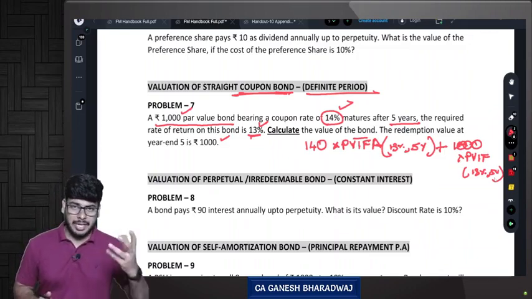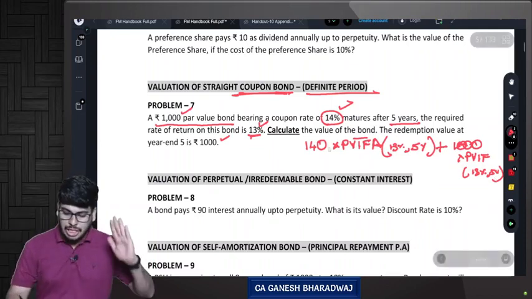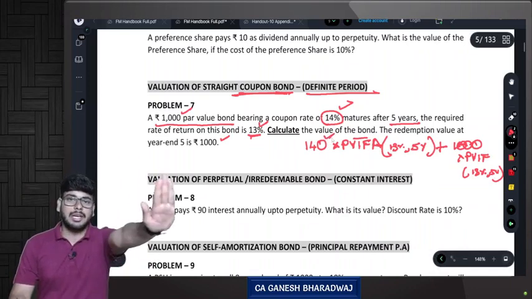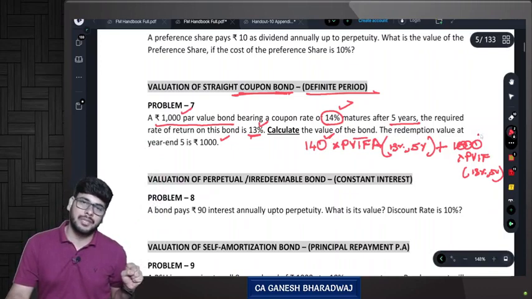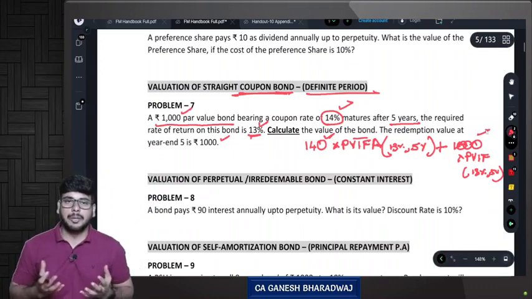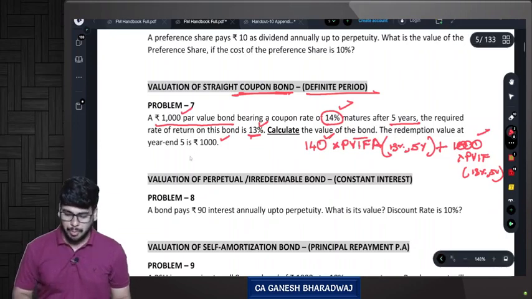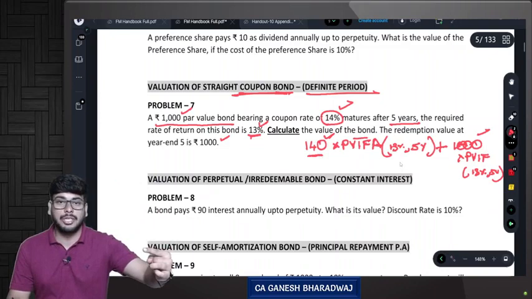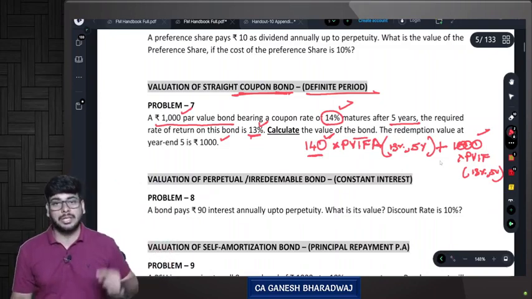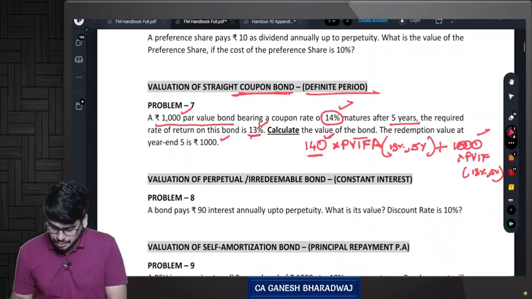What is the present value? The present value of any instrument or asset is nothing but the present value of all the future cash flows. So for 5 years, equal cash flows of 140 rupees by way of interest I will get, plus at the end of the 5th year I will get 1,000 rupees. The current market price or value of this bond is nothing but 140 into present value interest factor of annuity for 13%, 5 years, plus 1,000 into present value interest factor for 13%, 5 years. Clear with this?